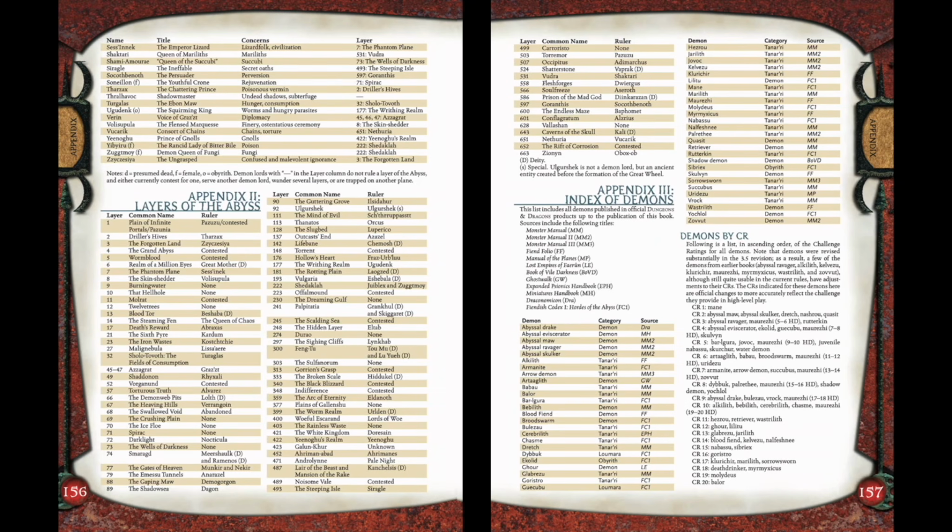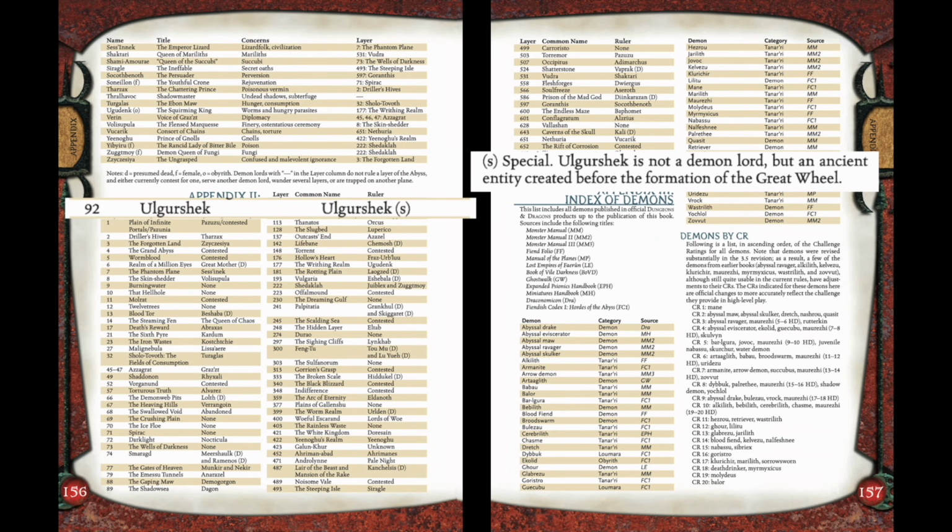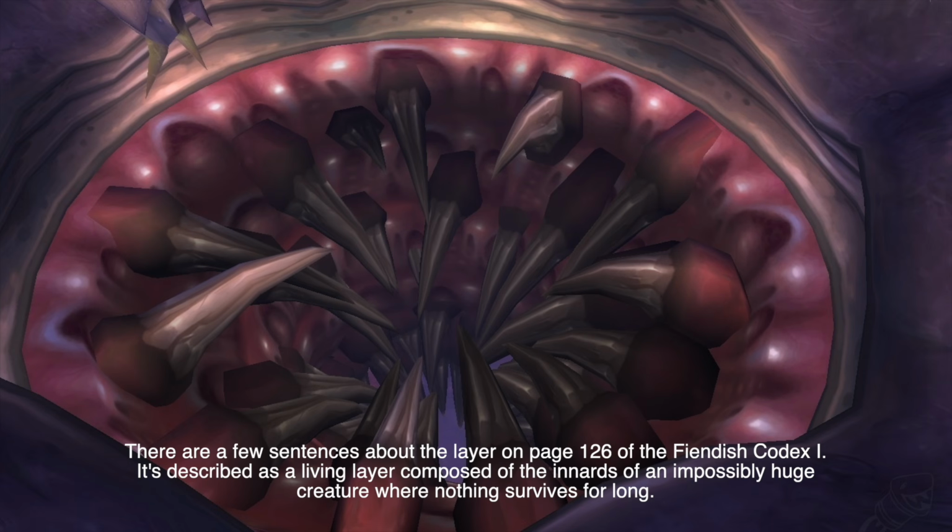Olgershek is the realm of Olgershek, who, according to the only information that exists about him, is not a demon lord and predates the formation of the Great Wheel. But a weird sphincterous maw in the Demonweb Pits leads here, so make of that what you will.